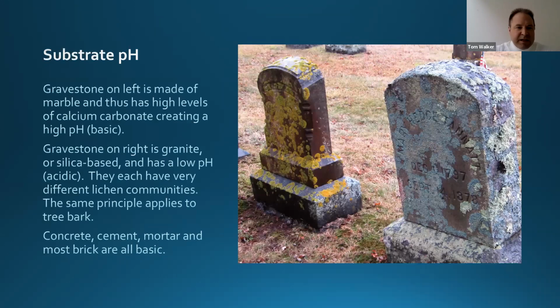So about substrate pH. pH is a measure of the acidity of a substance. The gravestone on the left here is made of marble and has high levels of calcium carbonate, which gives it a high pH, or it's basic. The gravestone on the right is granite or silica based, and it is acidic, or it has a low pH. So you can see they each have very different lichen communities. The same principle applies to tree bark as well. Concrete, cement, mortar, and brick are all basic, with a high pH.